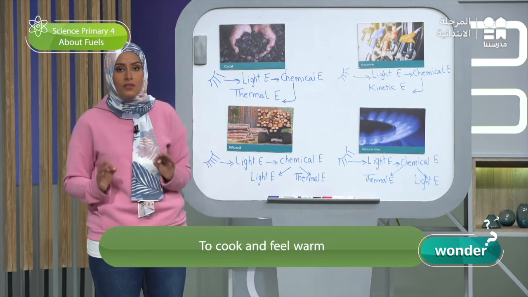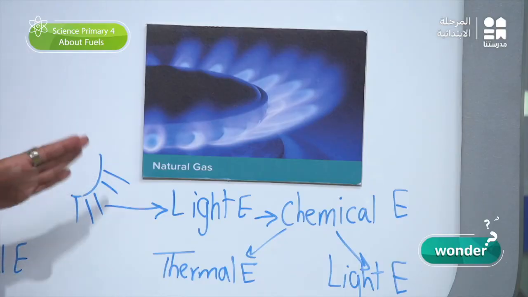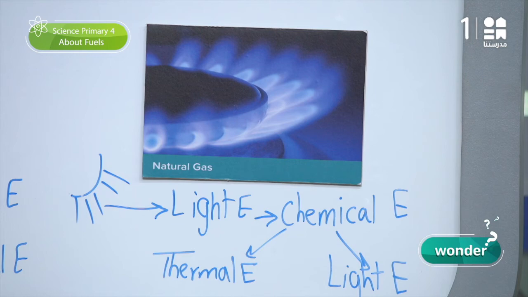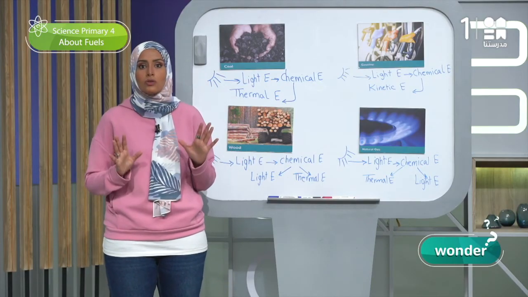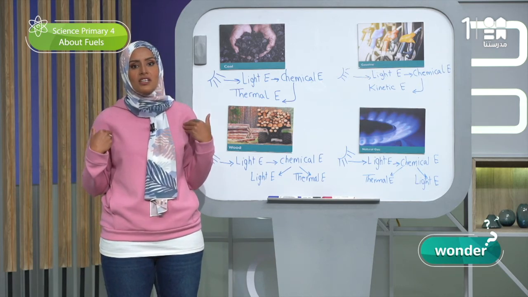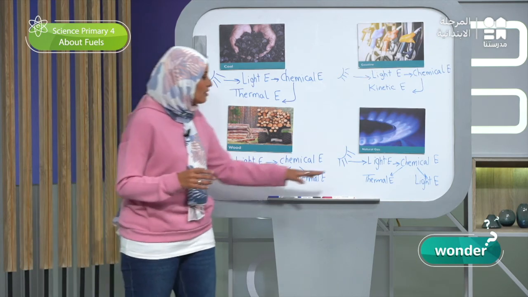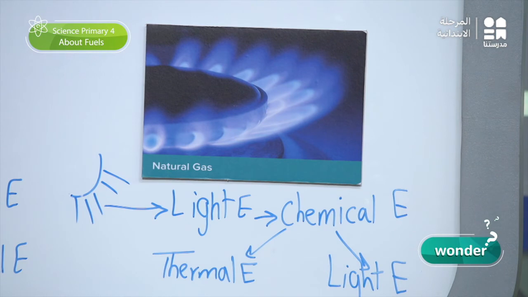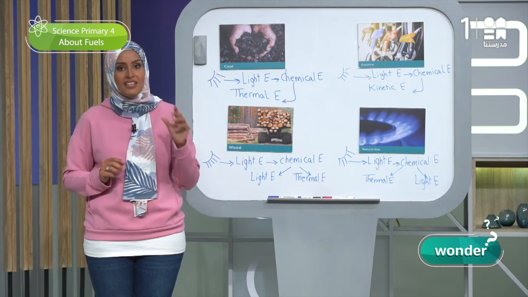We start with the sun. لازم دايما نبتدي بالsun. That gives light energy as food for living things. Then they die and were buried millions of years ago. When we take it out, it has stored chemical energy. If we use it for cooking, we will have thermal and light energy. If we use it to power devices, we will also have kinetic energy and thermal energy.